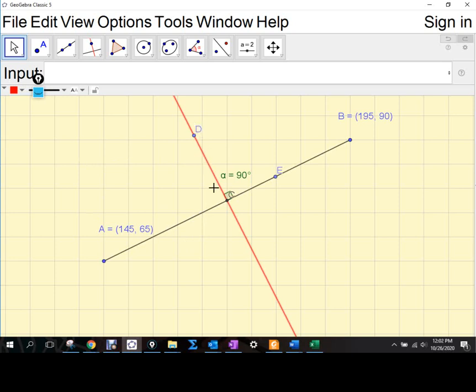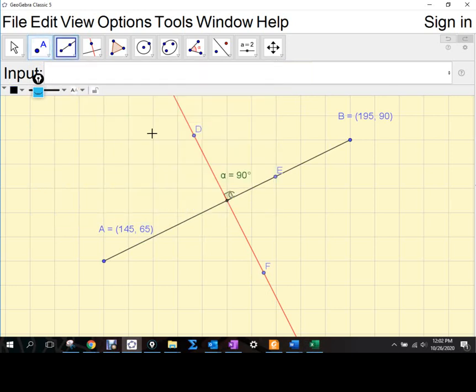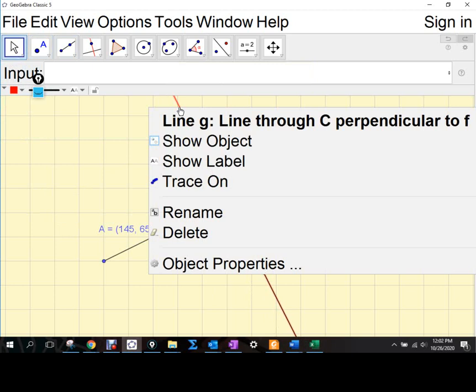Is the red line getting cut in half? No, because it's a line, right? And we can't find midpoints of lines, and really any portion of that line. So let's make this a ray. So do that, and I'll hide.